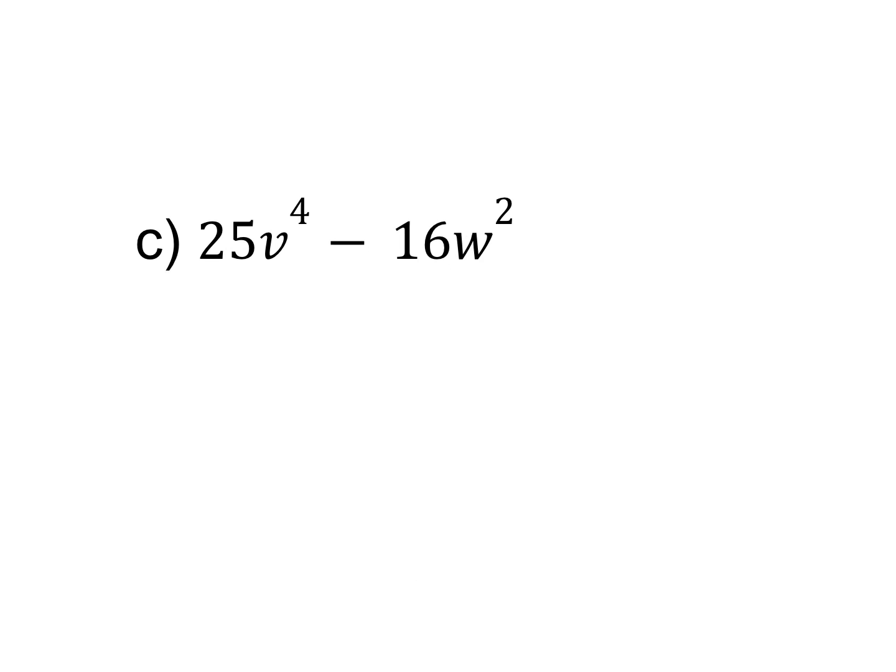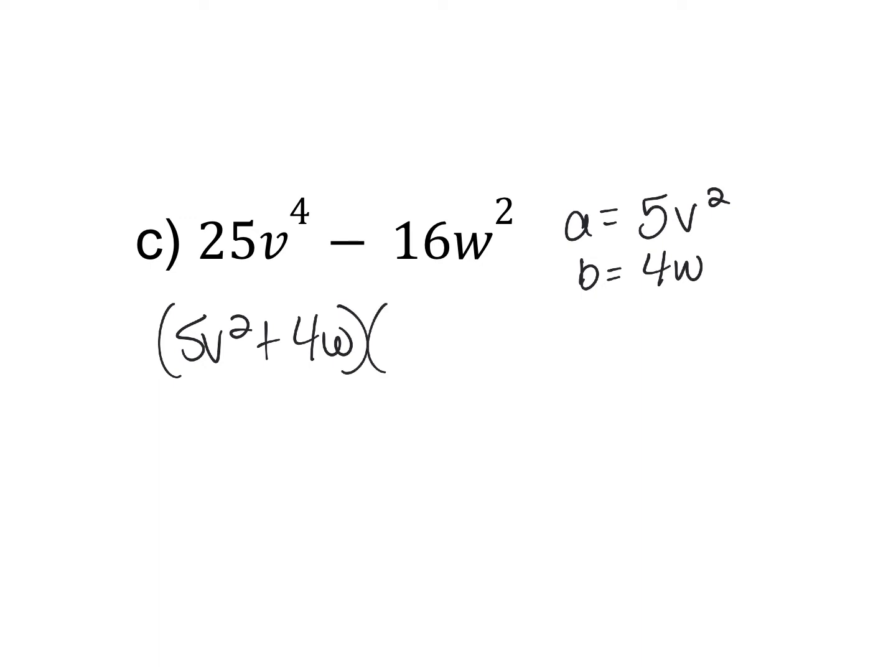Okay, this one's a little bit harder. Are these two perfect squares? Yes, and they're being subtracted. So what would your A be for this one? The square root of 25v to the fourth would be 5v squared, because 5v squared times 5v squared gives you 25v to the fourth. What would your B be for this one? 4w. So this would be 5v squared plus 4w times 5v squared minus 4w.